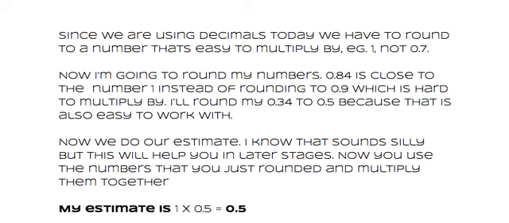Now we do our estimate. I know that sounds silly, but this will help you in later stages. Now you use the numbers that you just rounded and multiply them together. My estimate is 1 times 0.5, which equals 0.5. So that means that the answer that I get at the end should be around the number 0.5.